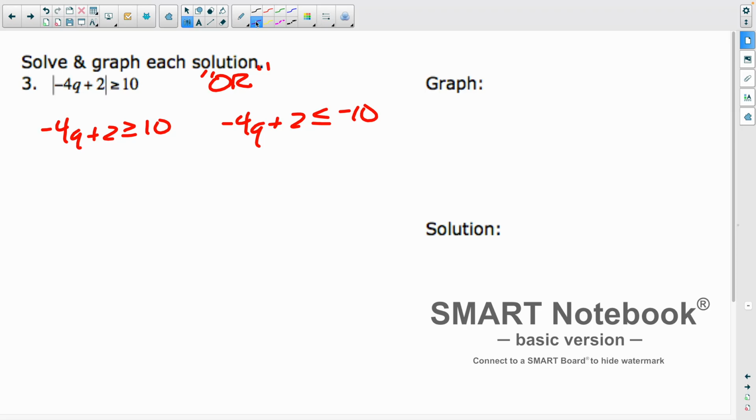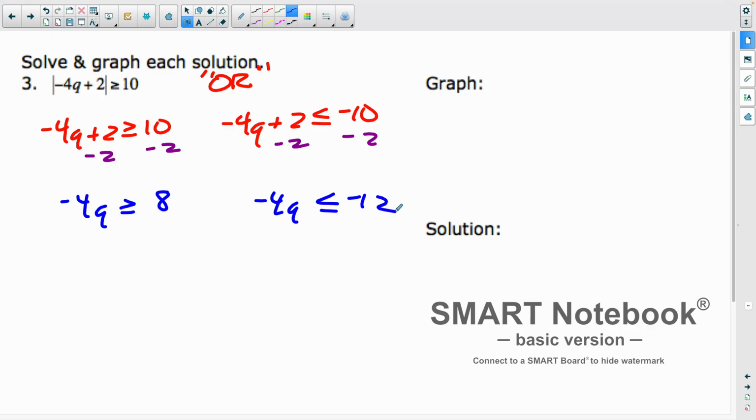Now what? What am I going to do next? Solve for q by doing what first? Minus 2 on both sides. Good? So if I do that, I've got negative 4q is greater than or equal to 8, and negative 4q is less than or equal to negative 12. Now I'm going to divide by what? The negative 4 in front of the q.